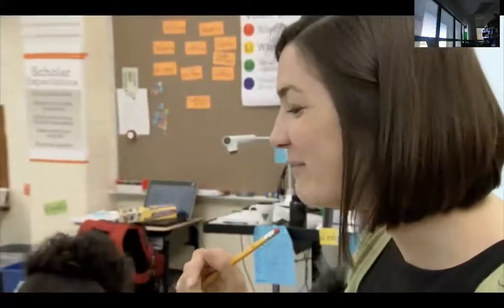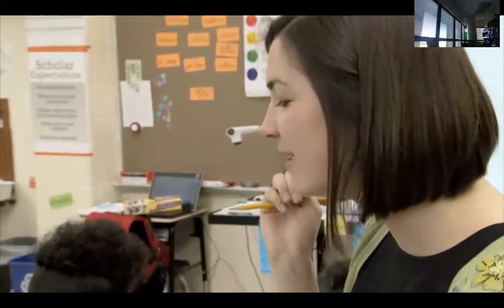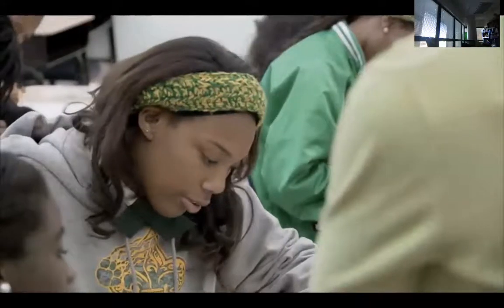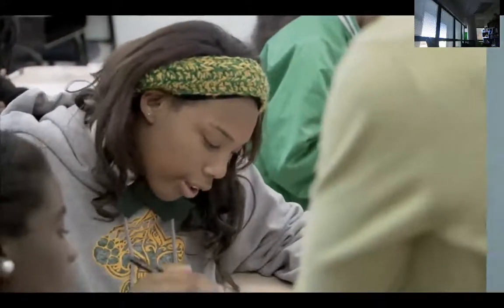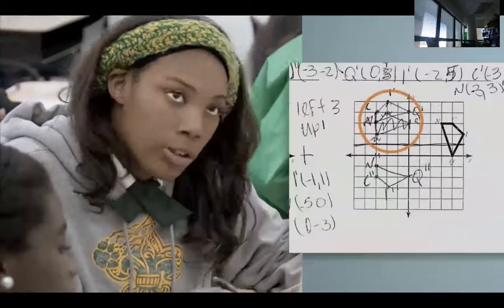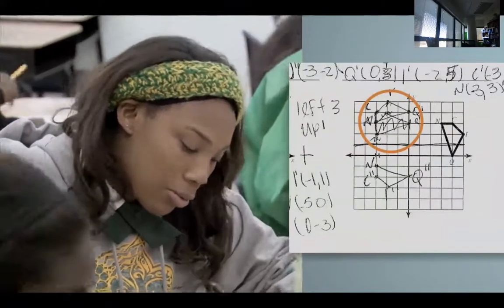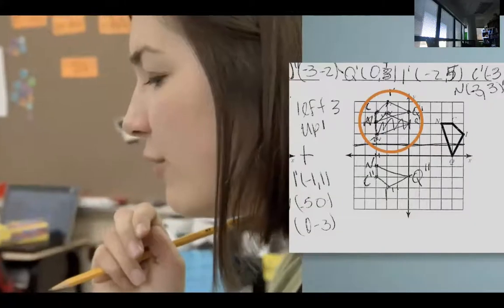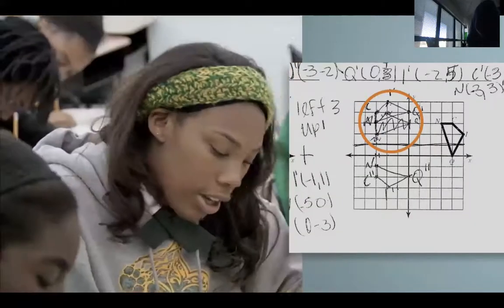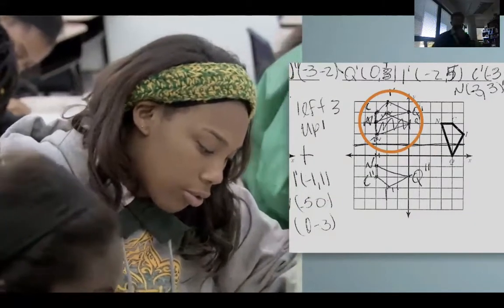You were wrong and she was right. Well, what was your mistake, Shamari? My mistake was, I think I shifted my thing when I had turned it. What do you mean? My shape. Your coordinate plane or your shape? My shape. I think I shifted when I turned it.